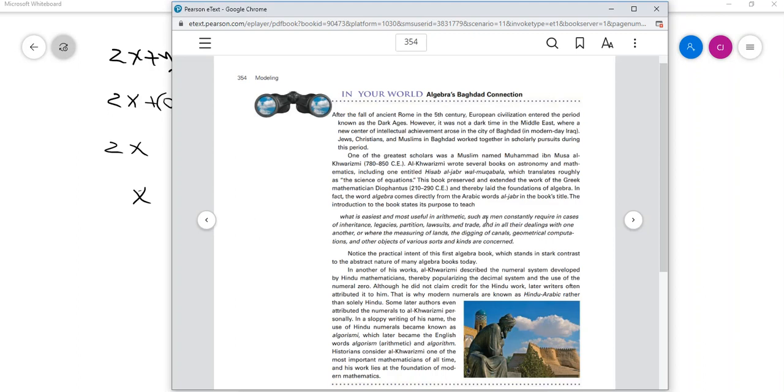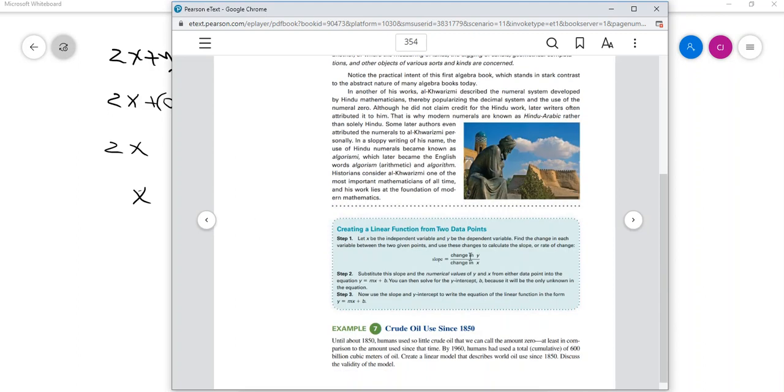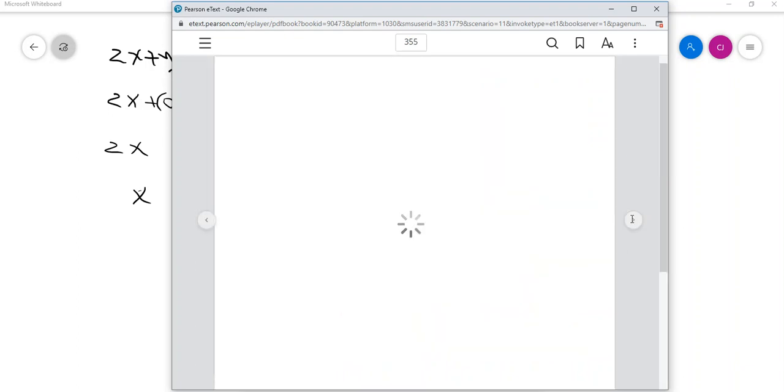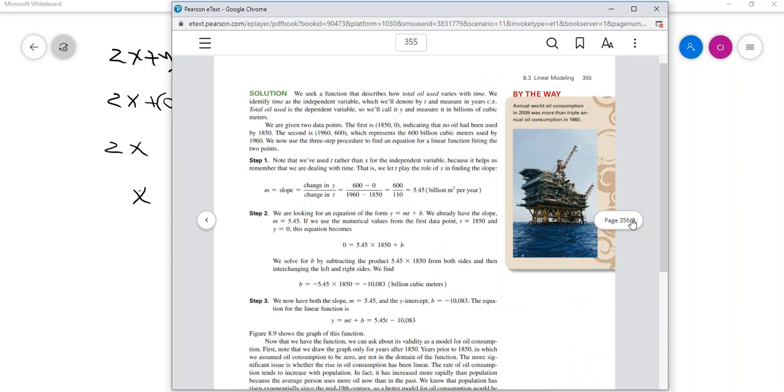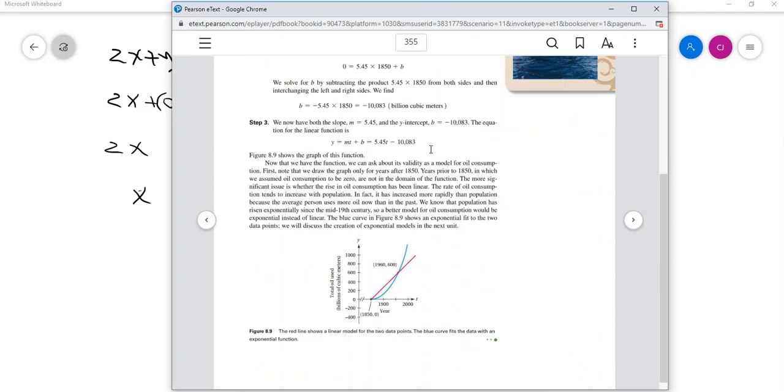We are on 354. And again, they review the slope: change in the y's over change in x. One thing you'll notice here is that the red line shows a linear model for the 2 data points. The blue curve fits the data with an exponential function. So we're only talking about linear. They're saying there could be lots of different types of curves going through 2 points.